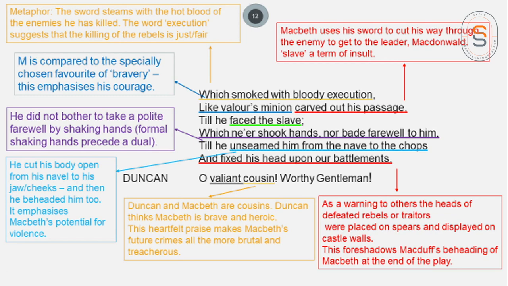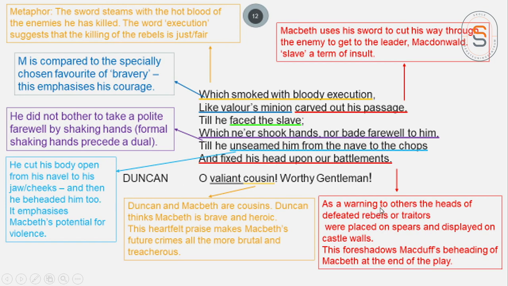And then how did he die? "Which never shook hands nor bade farewell to him." He did not bother to take the polite farewell by shaking hands, till he unseamed him from the nave to the chops. He cut his body open from his navel to his jaw or his cheeks, and then fixed his head upon our battlements. He beheaded him too.